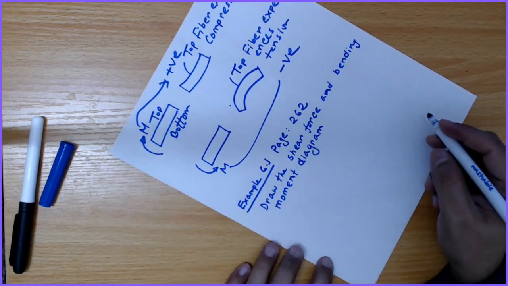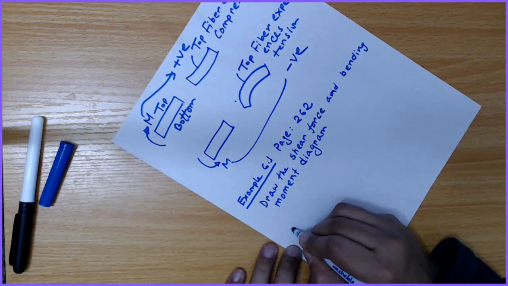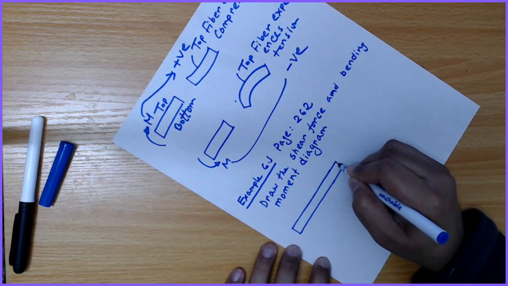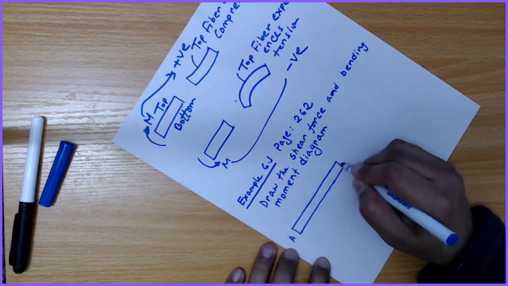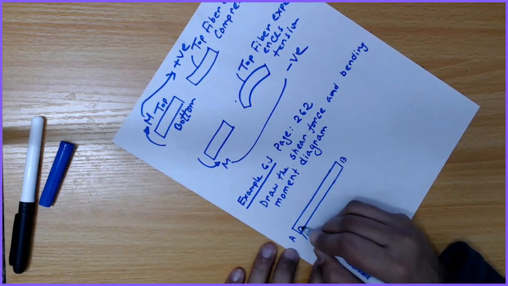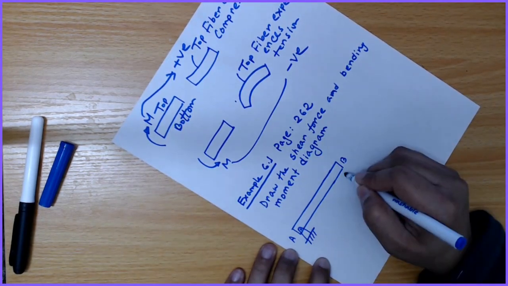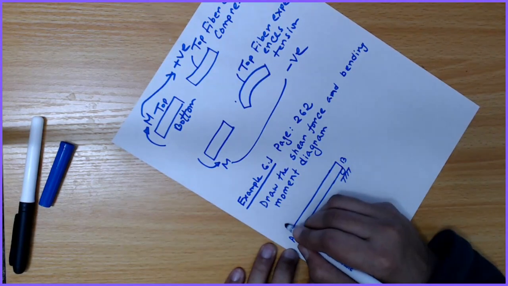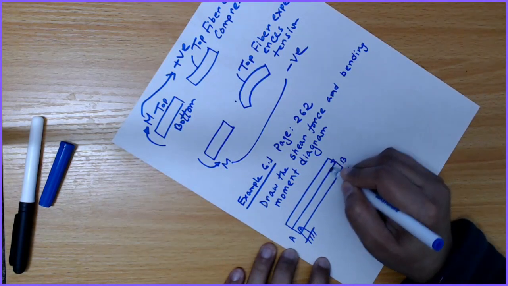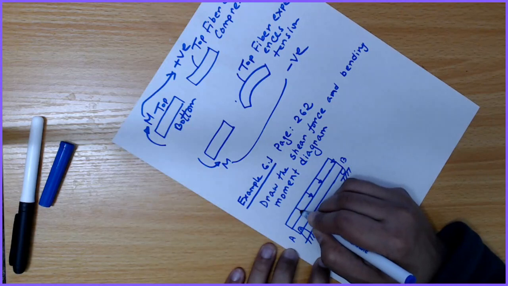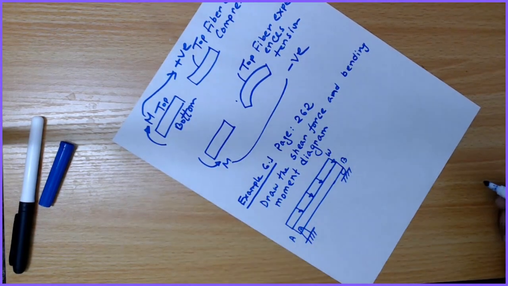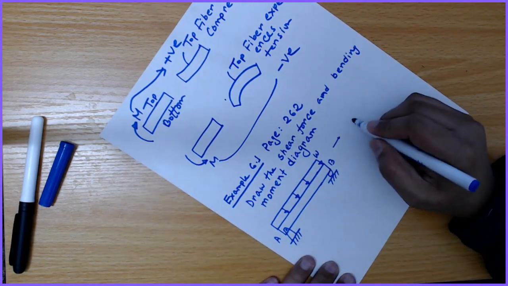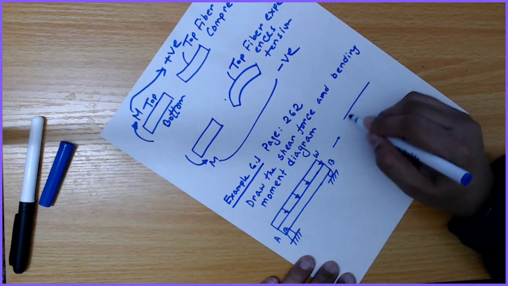Okay, now let's draw this beam. Say A, B. It has a pin connection at A. It has a roller support at B. Okay, and distributed load W. Now I can draw the free body diagram of this setup.